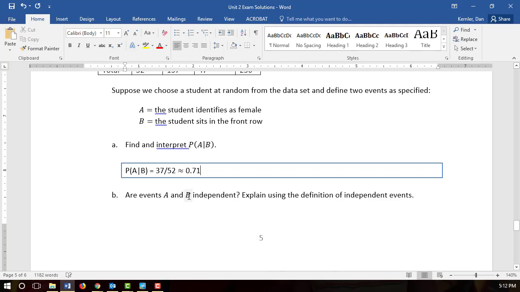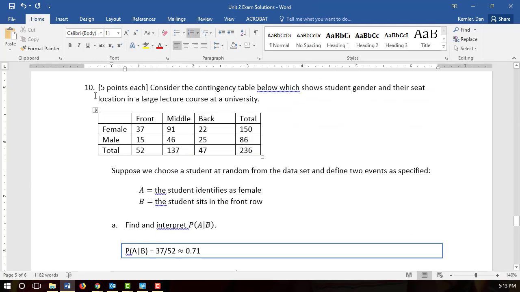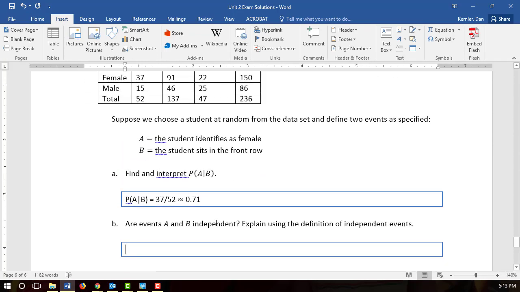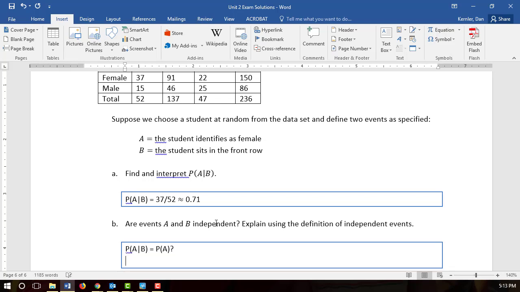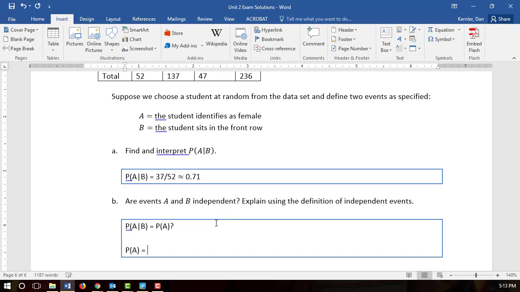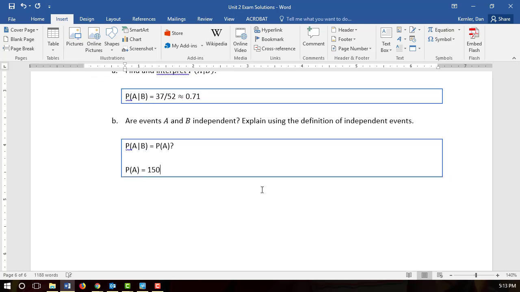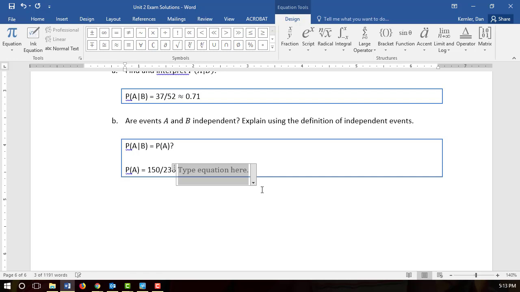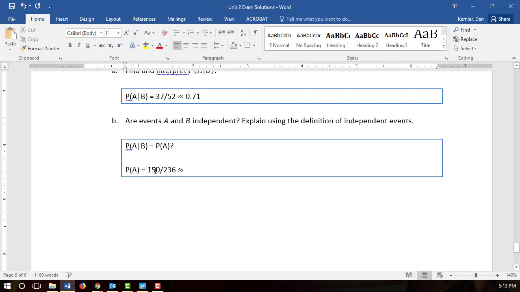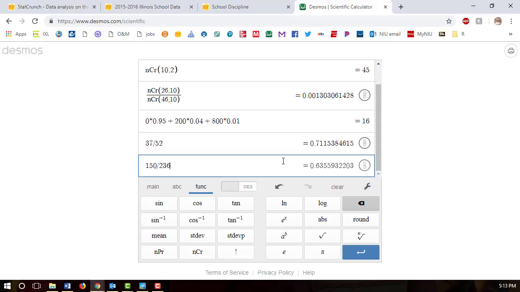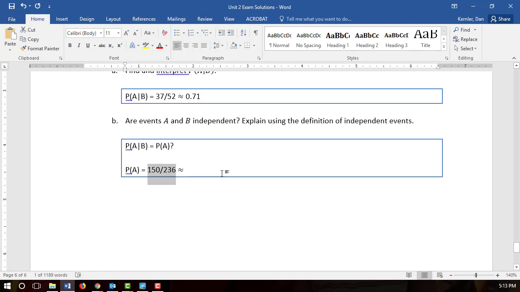All right, now are events A and B independent? Here, let's set this new page. Are events A and B independent? All right, well, we need to know, is the probability of A given B equal to the probability of A? That's what we're wondering. So we need to find the probability of A, the probability that the student identifies as female overall. So female, 150 out of 236. And again, that's approximately equal to 0.64.